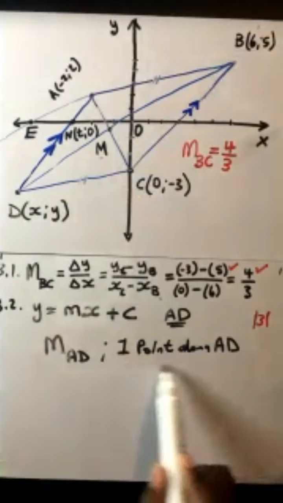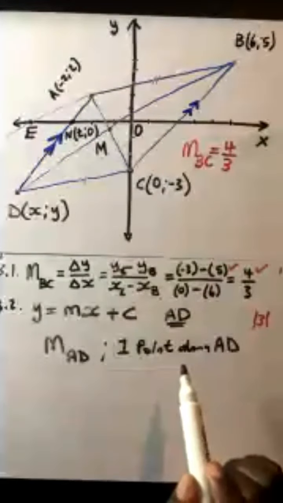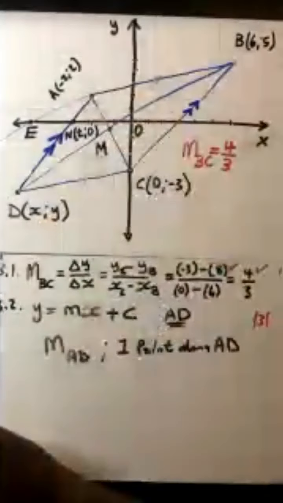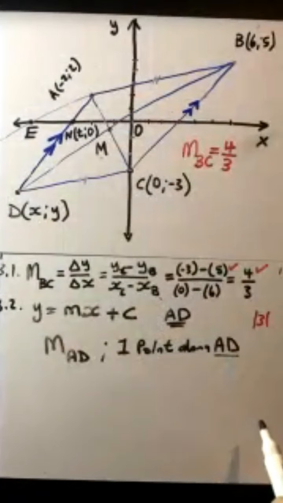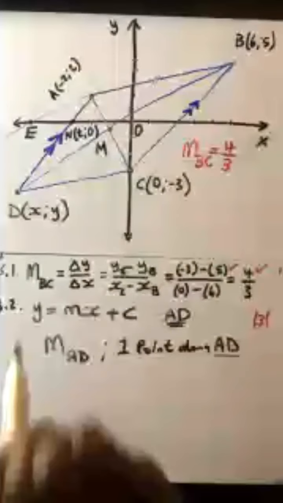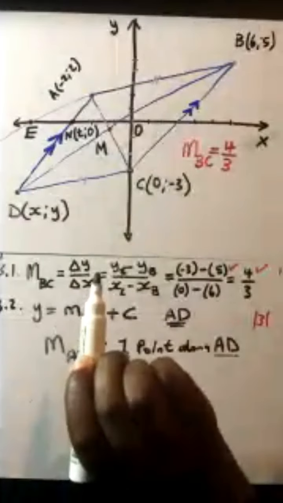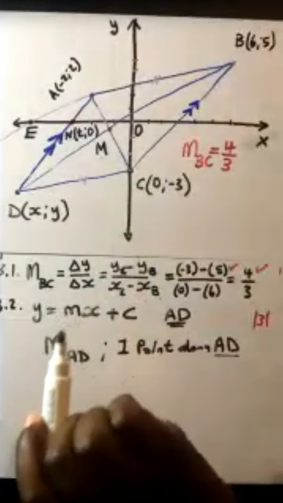Do we have a point, ladies and gentlemen, along AD? The answer to that question is yes. How many points have we got? We've got point A, we've got point N, we've got point D. All of these points are along line AD. But which point is going to help us to determine the equation of AD? It's a point that has the x and the y value.